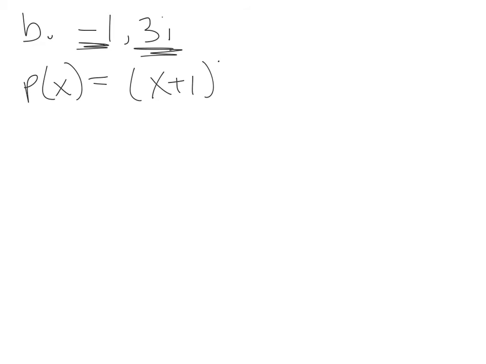B was -1 and 3i. Now remember, let's just look. The polynomial P has one real zero, which is -1, and two complex zeros because those come in pairs. So we can say x plus 1, x minus 3i, x plus 3i. So we know we have a degree of at least 3.